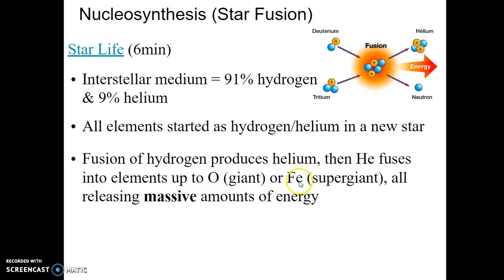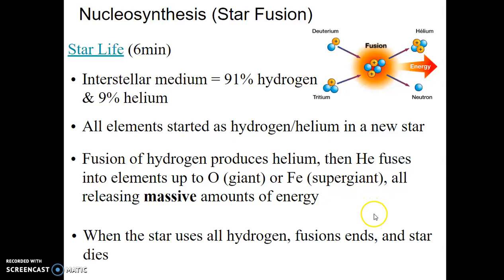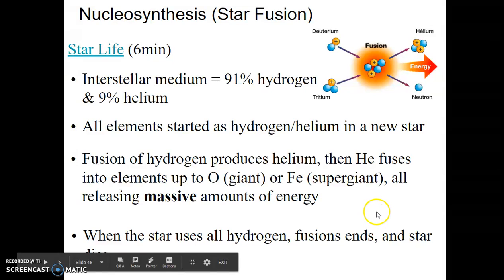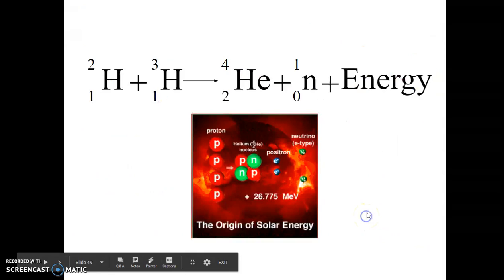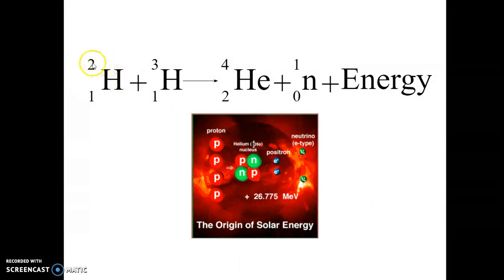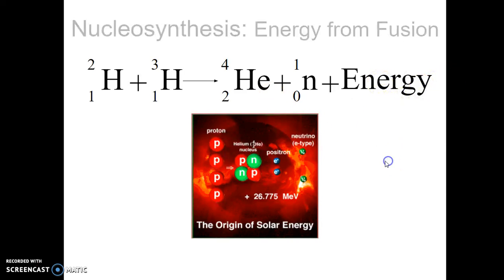Or in a supergiant star, we see up to iron, so up to about element 26 being made. And all the while releasing massive amounts of energy as these elements just keep fusing and fusing together to form bigger and bigger atoms. When the star uses all that hydrogen, the fusion ends and the star dies. So here's the equation for fusion again. So the deuterium, which is H2, and tritium, which is H3, so just isotopes of hydrogen, fusing into helium and giving off lots of energy in the process.